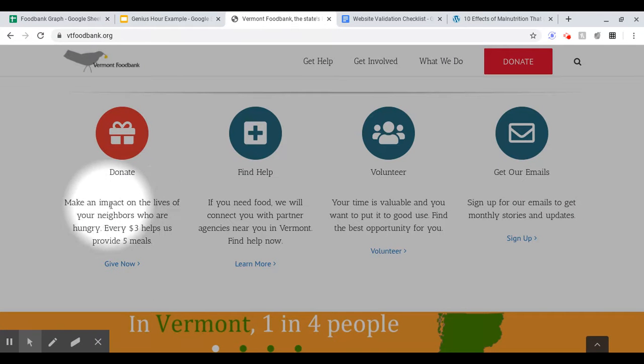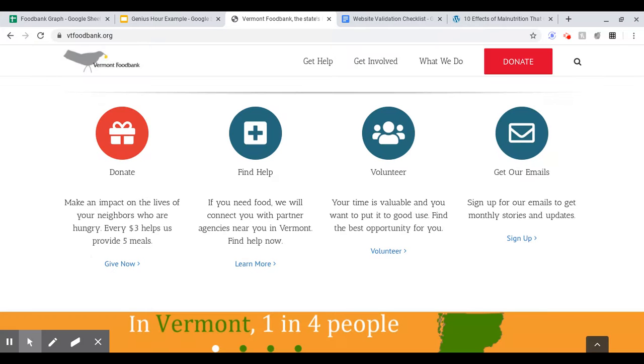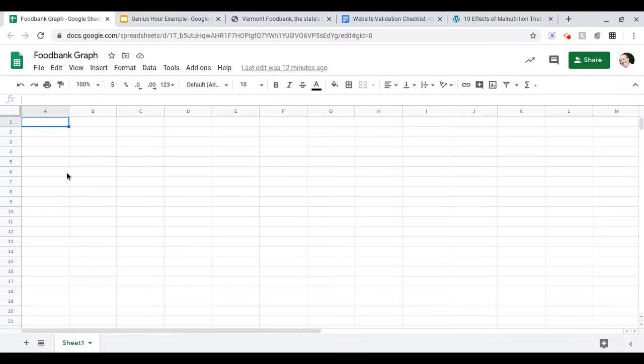It says, make an impact on the lives of your neighbors who are hungry. Every $3 helps provide 5 meals. Well, I want to explain how important that is to people in my presentation. So what I'm going to do is I'm going to make a graph, and that's going to be my math impact. So I've created a Google Sheet over here that's called my food bank graph.